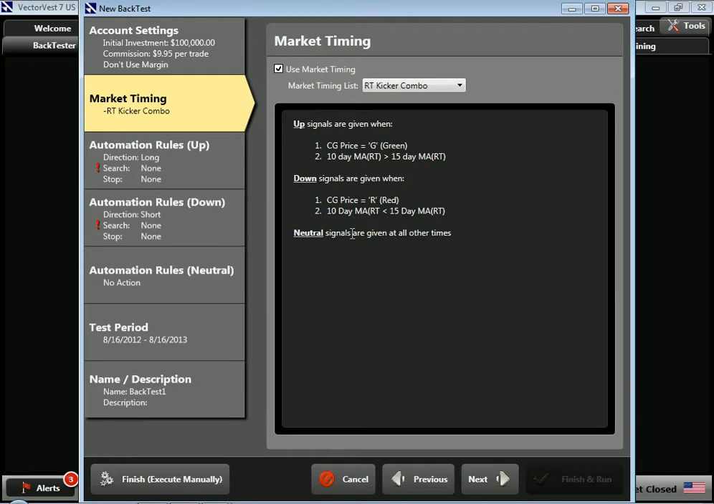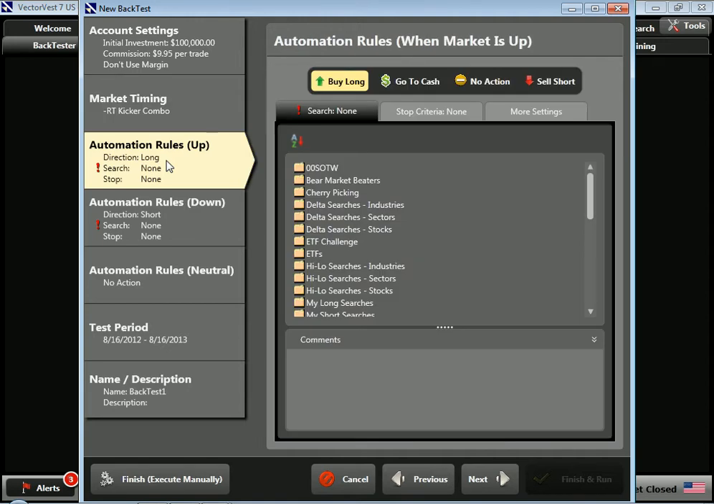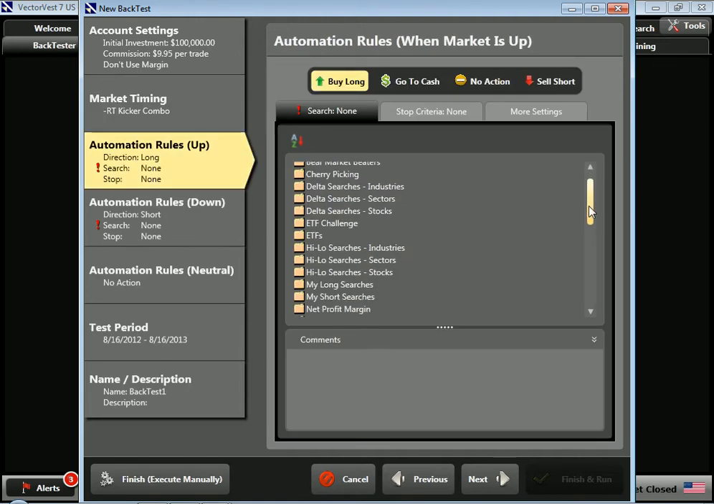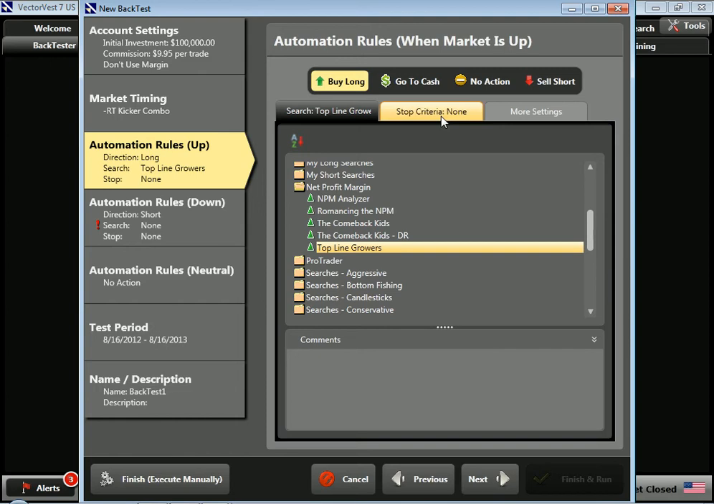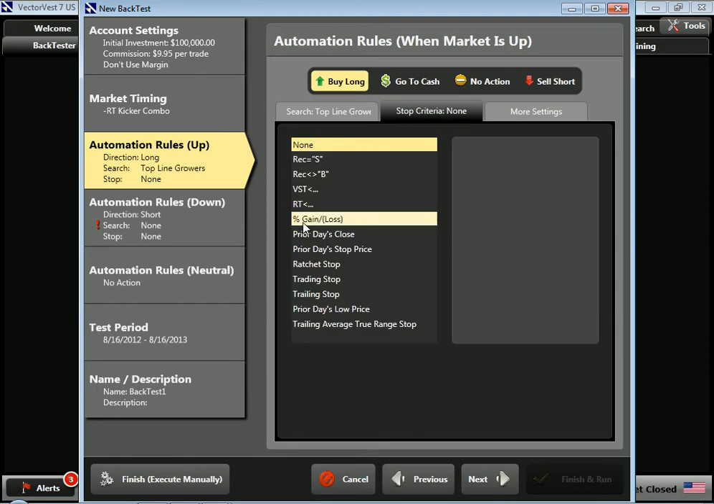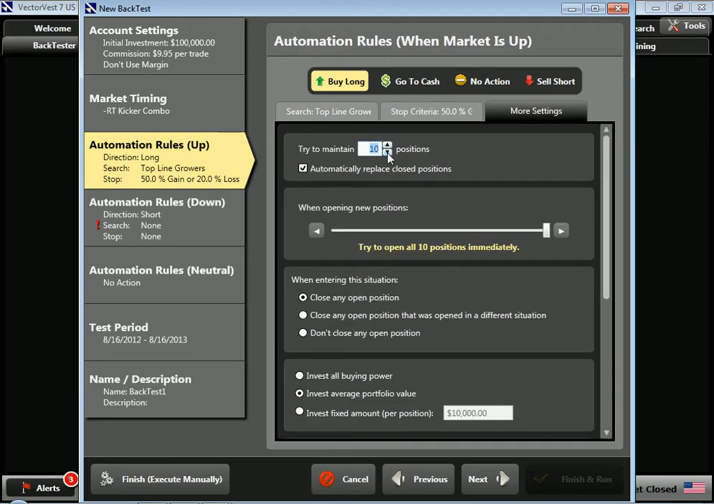So for each of these situations, we have a set of rules that we need to make. For the up situation, we're going to buy long. And we're going to use our new search by scrolling down to the net profit margin group. We'll click on top line growers. For our stop criteria, we're going to use a percentage gain loss of a 50% gain and a 20% loss. Using intraday stops, we'll go to the more settings tab and we'll use 5 positions. We will automatically replace closed positions.